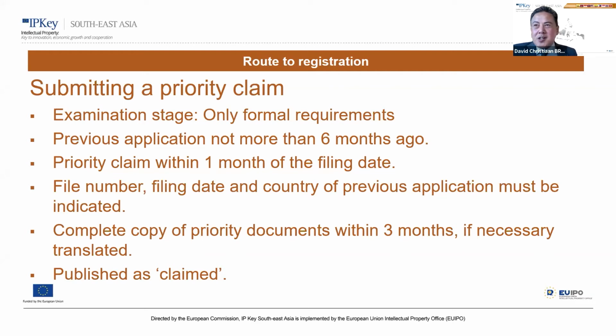We still require a copy of the previous application. This has to be filed within 3 months after the priority claim. If it is not in one of the languages of the office, we need to have it translated. When it is registered, we publish the priority claim as claimed. So not as accepted, but as claimed.